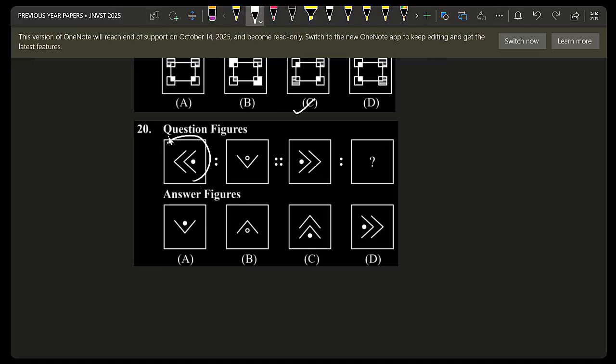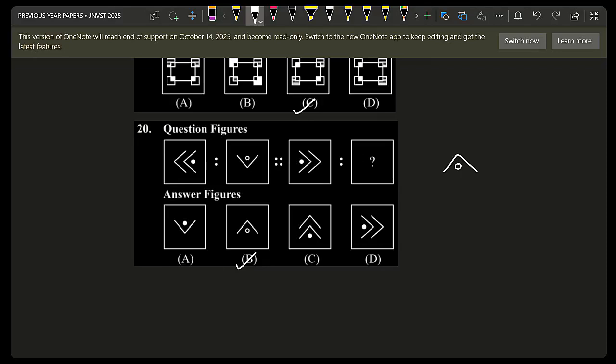You can see, first of all, the whole part is rotating 90 degrees anti-clockwise. And what is happening? One arrow mark is getting reduced. Two arrow marks are becoming one arrow mark. And this shaded dot is becoming an unshaded dot. So if you apply a similar thing, it should rotate 90 degrees anti-clockwise. It will be something like pointing like this, and this shaded dot is becoming an unshaded dot. So this kind of figure, where is it? Option B.